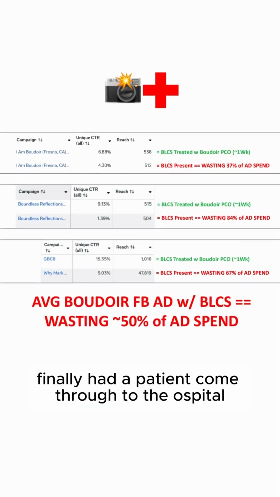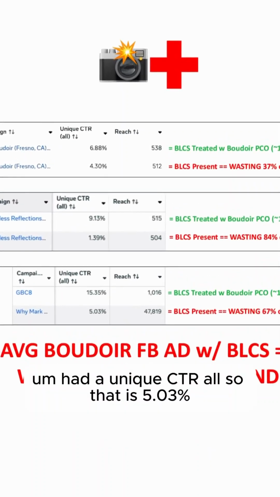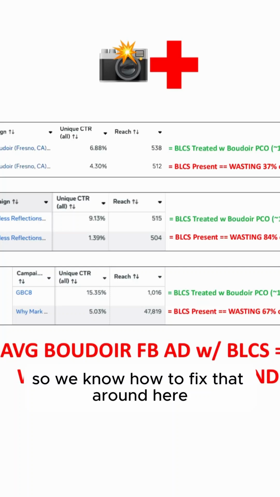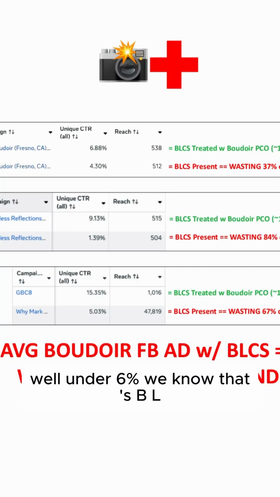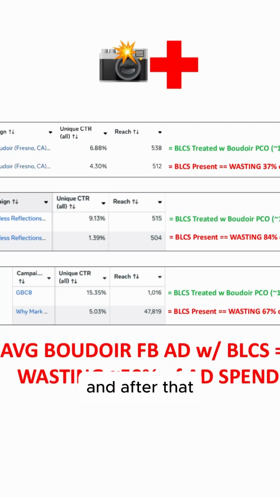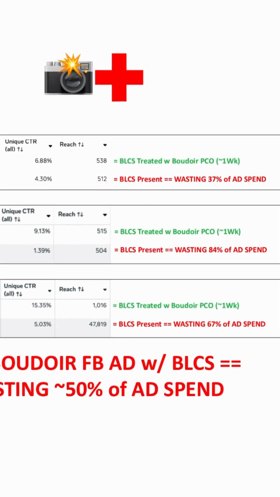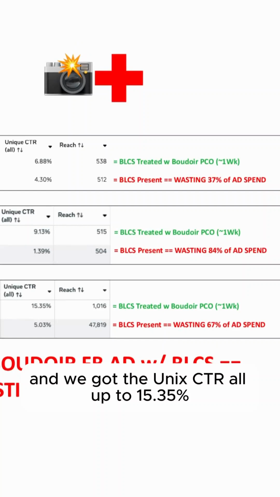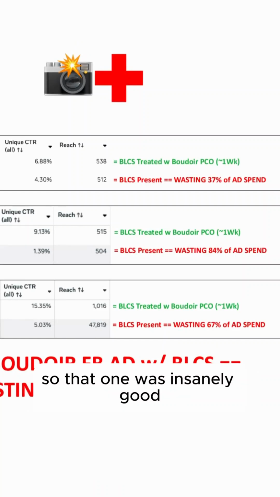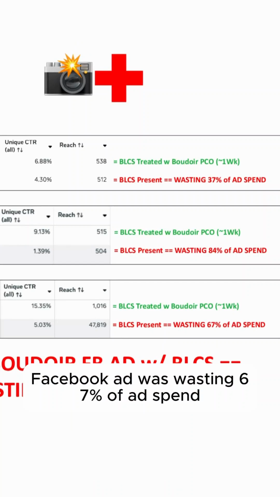Finally, had a patient come through to the hospital. Had a unique CTRL of 5.03%. So we know how to fix that around here. Well, under 6%, we know that BLCS is present, Boudoir low click syndrome. And after that, we know we've got the treatment. Treatment with Boudoir Pico takes about a week. And we got the unique CTRL up to 15.35%. So that one was insanely good. So we found out the original Boudoir Facebook ad was wasting 67% of ad spend.